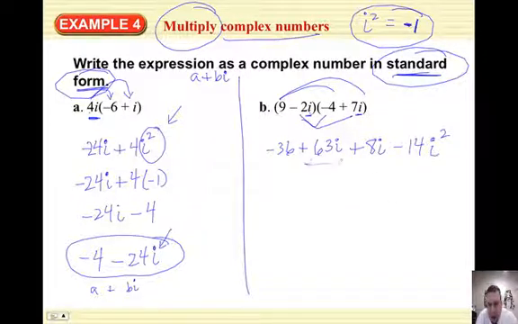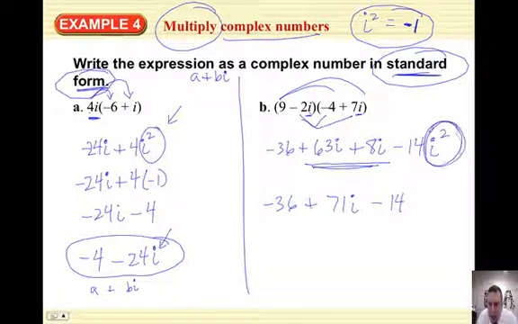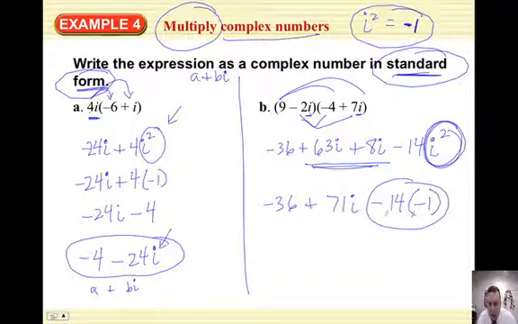Okay? But then these two are similar, or like terms. Put them together. Negative 36. These become 63 and 8 is plus 71i. And then negative 14 i squared. Remember, anytime you see i squared, put a negative 1. Okay? Now look what you have here. Can you do anything with this? Yes, you can. This is just a number now. Negative 14 times negative 1, there's plus 14. And then we got negative 36. Put those two together. Negative 36 plus 14 is what? A negative 22. And then we got 71i.